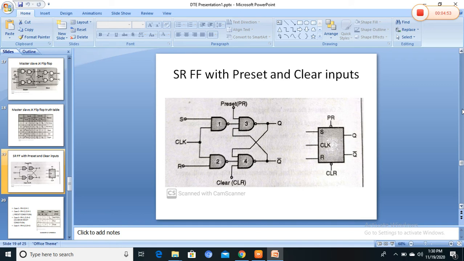And why the preset and clear? We connected preset and clear for flip-flops because, as we discussed, when the power is switched on, the state of the outputs Q and Q bar can be anything. That means Q is equal to 0 and Q bar is equal to 1, or Q is equal to 1 and Q bar is equal to 0.